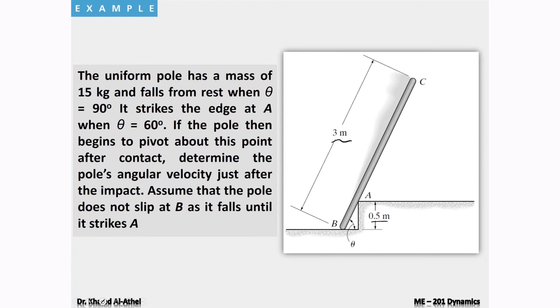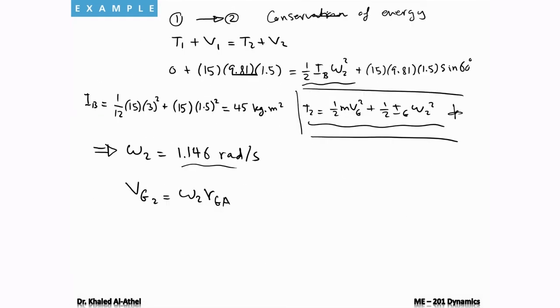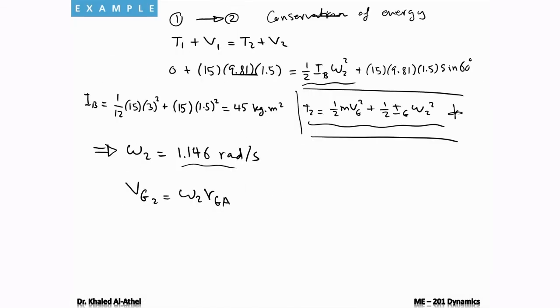Okay, so if you go back to this, actually, omega 2 was 1.146, so this should be 1.146 here. So if you calculate Vg from here, Vg equals omega r, and if you calculate it, this equals 1.72 meters per second. And r here is not GA, sorry.